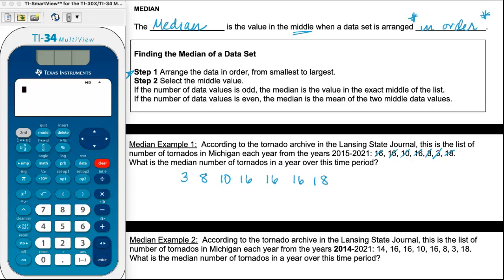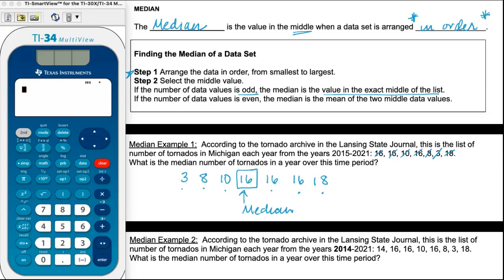Okay, and then at that point, you just want to find the middle. And I know you can't see this on the video, but one thing you can do is take 2 of your fingers, one finger on your left hand and one on the right, put one finger on the 3 and the other finger on your right hand on the 18, and then slowly move in. So we move to the 8 and the 16, and then to the 10 and the 16 until you get to the middle. And this list has an odd number of numbers. So when the number of data values is odd, the median is the value in the exact middle. And this isn't something you have to memorize. You'll sort of realize that as you're going through. So there's an exact middle here. So 16 is the median.